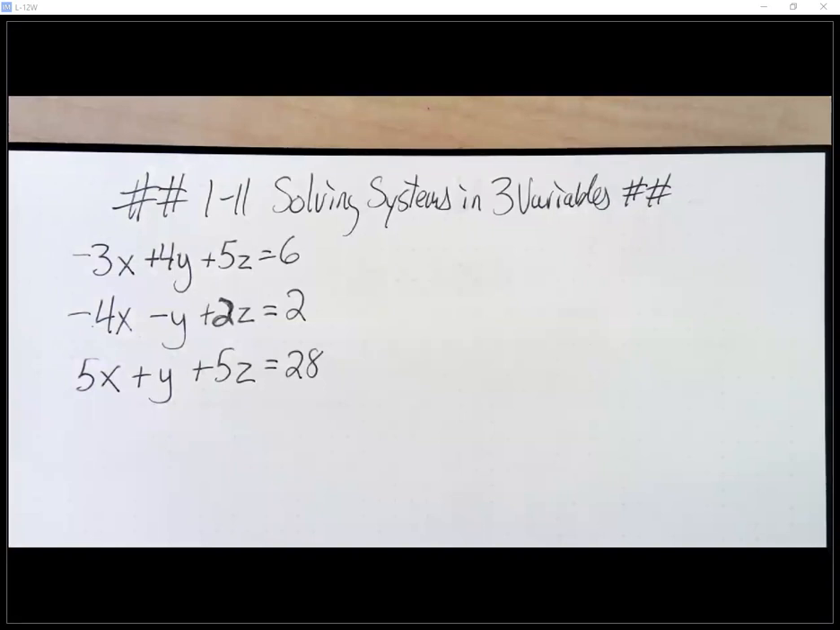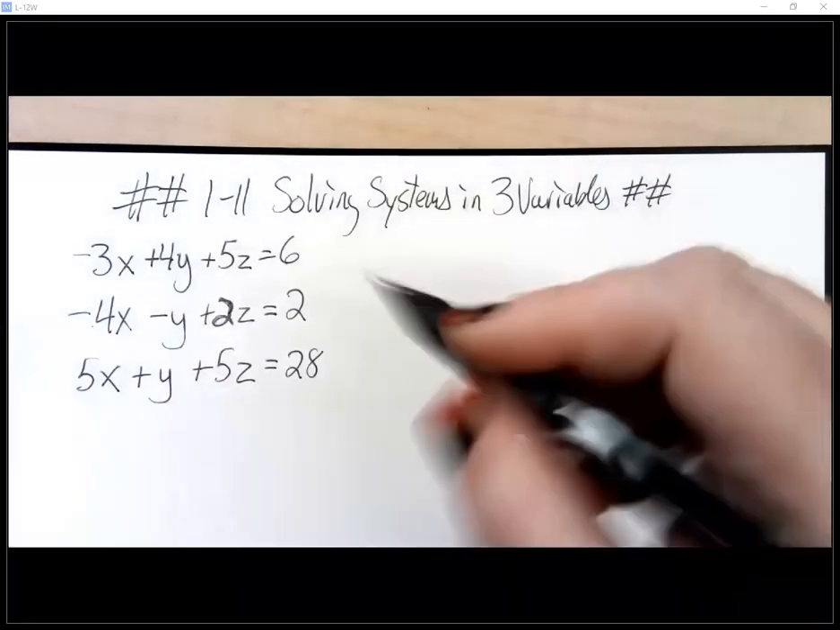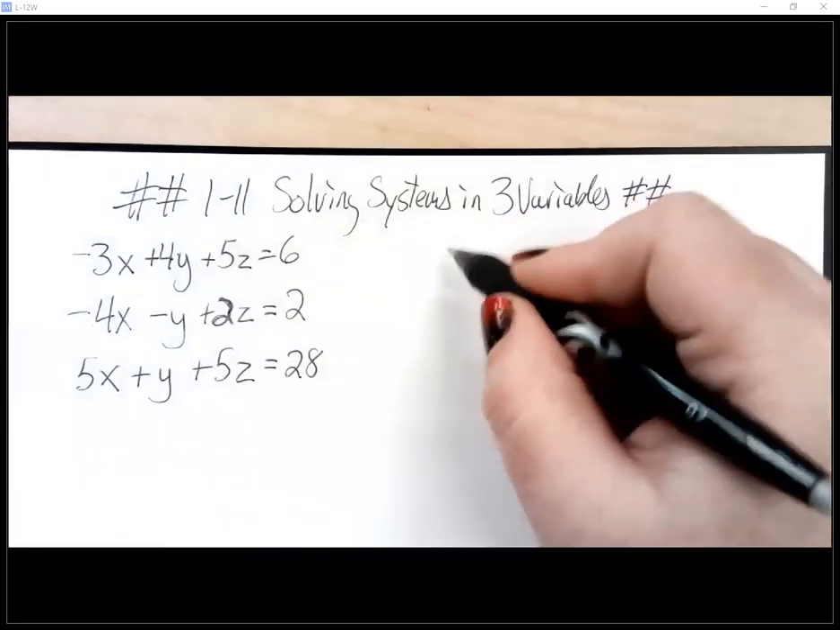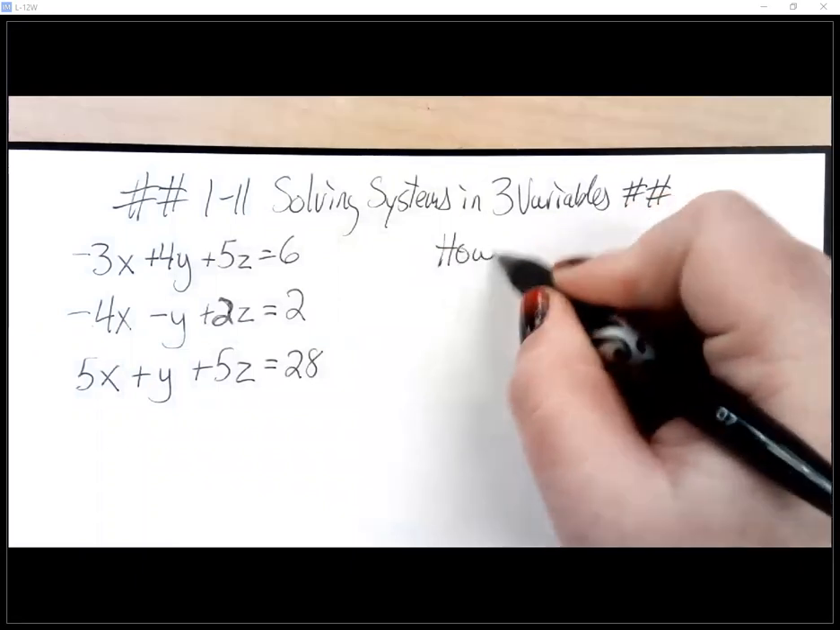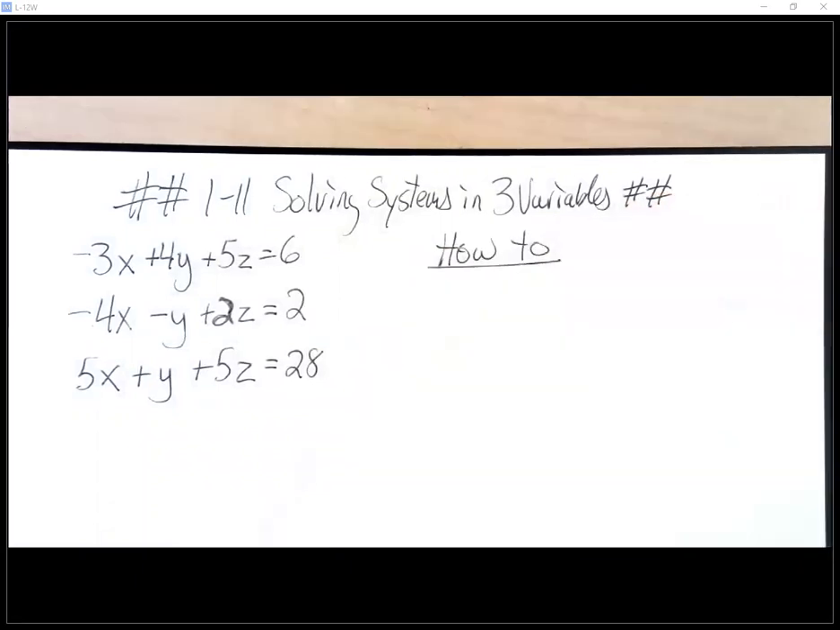And I'm going to give you some step-by-steps. So your first step is easy enough. You're going to pick any 2 of the equations. It doesn't matter which 2, and you're going to eliminate any one of the 3 variables. So if I take a look here, I already see one pair of opposites. It's already there for me. I don't even have to do anything.